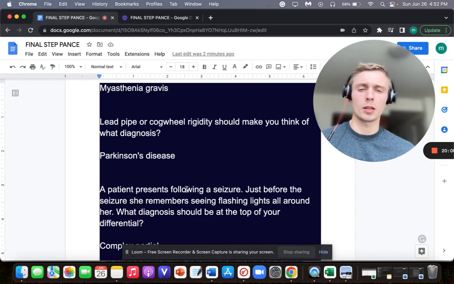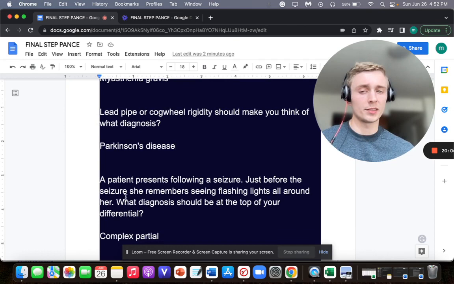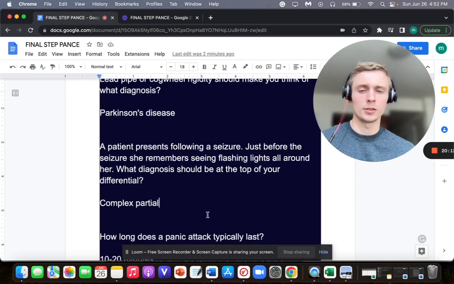So a patient presents following a seizure. Just before the seizure, she remembers seeing flashing lights all around her. What diagnosis should be at the top of your differential? So this is complex partial. So complex partial, she's having this aura prior to her seizure.